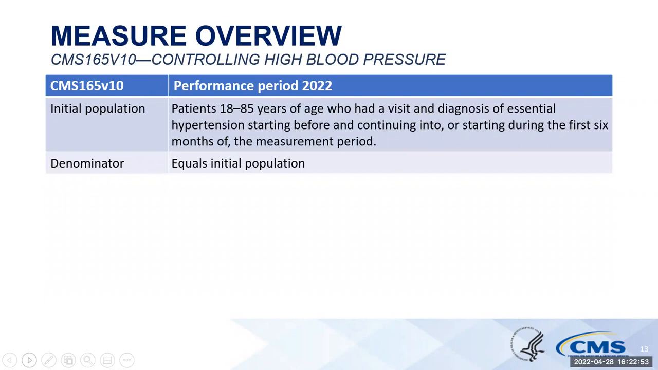Let's take a look at the population criteria for CMS 165. The initial population includes patients 18 to 85 years of age who had a visit and diagnosis of essential hypertension starting before and continuing into, or starting during the first 6 months of the measurement period. And the denominator equals the initial population for this measure.